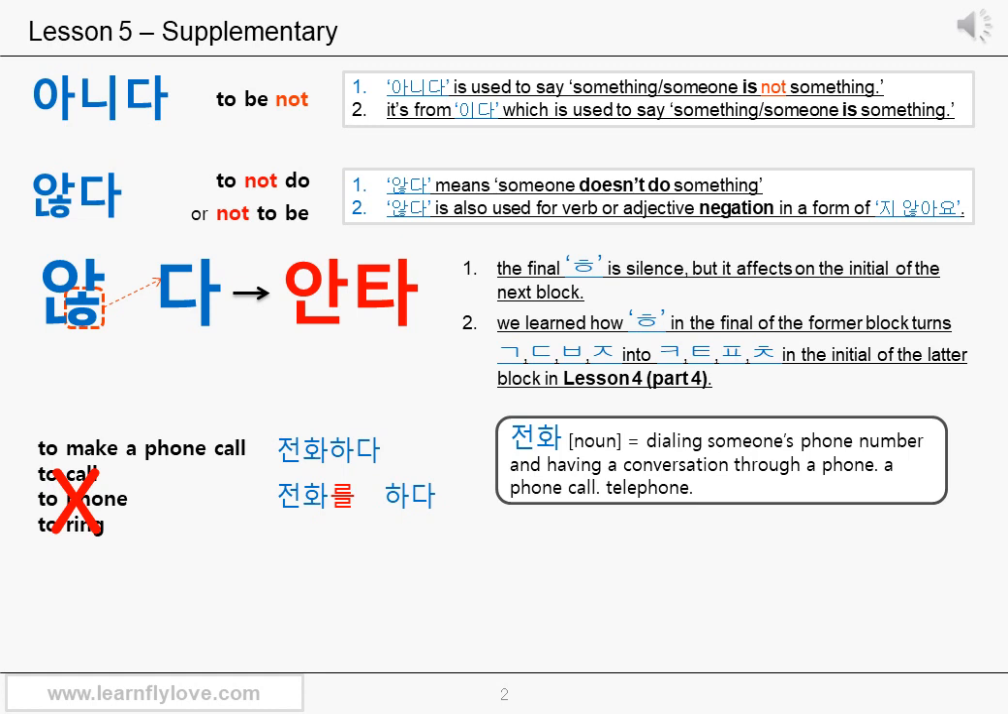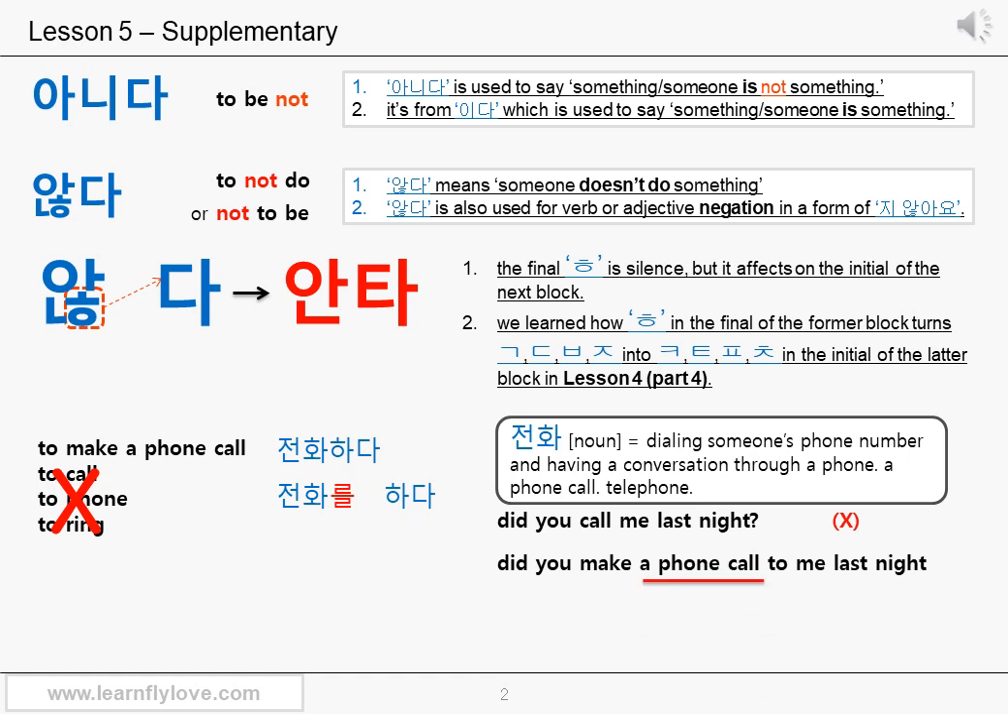So you can't directly translate the sentence like, did you call me last night? Because me here is a direct object. But you can naturally translate the sentence like, did you make a phone call to me last night? So an object of phone call part becomes 전화, and the verb make becomes 하다, 전화하다. And to me is an indirect object, and it can take the particle 에게 or 한테.